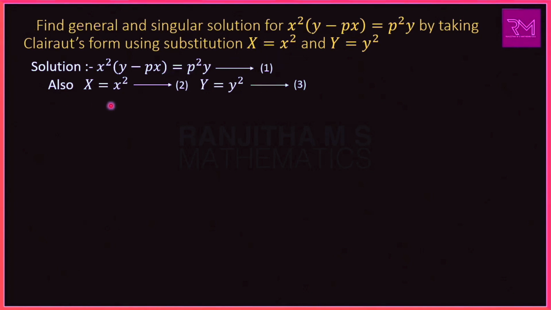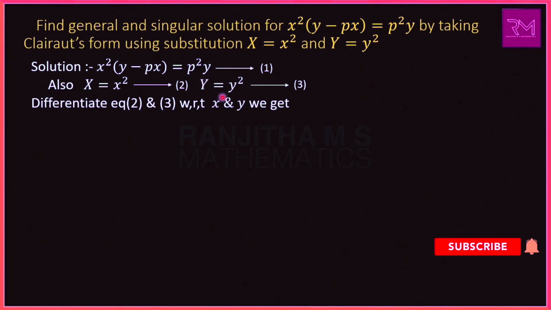Means the first step, we have to differentiate these two equations with respect to x and with respect to y separately. Here capital X is equal to x squared means you have to differentiate this equation with respect to x. Here capital Y is equal to y squared means you have to differentiate this equation with respect to y. We get dX by dx, which is equal to, differentiation of x squared is 2x. Similarly, dY by dy, which is equal to differentiation of y squared is 2y.